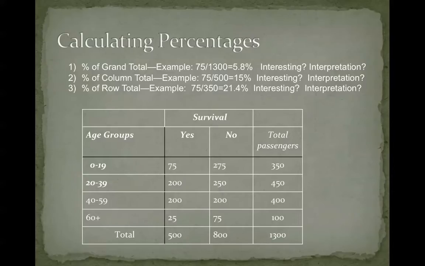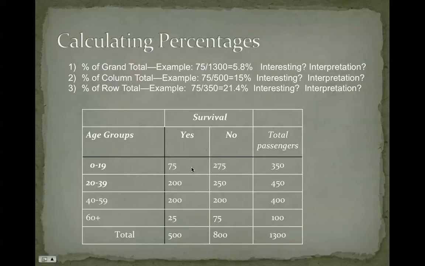So now we're going to talk about percentages, calculating percentages in a contingency table. You have three different types of percentages to calculate. Now these are just essentially relative frequencies. So again, in contingency tables, we have absolute frequencies, which are common, and here we have data from the Titanic, which I'll discuss in a minute.